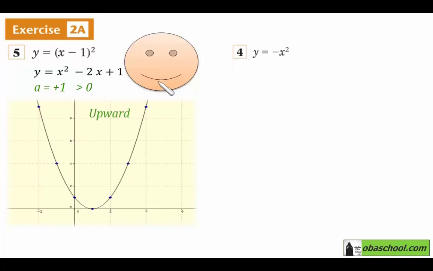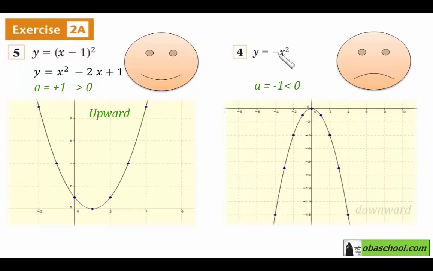Whereas in example 4 of quadratic equation y = -x², the coefficient of x² is -1, which is a negative value, and the graph of the parabola is opened downward. So here is the summary of how to draw a parabola, either upward or downward, depending on the coefficient of x².